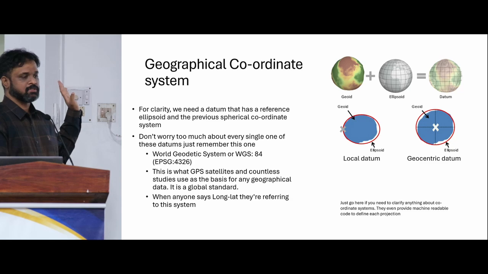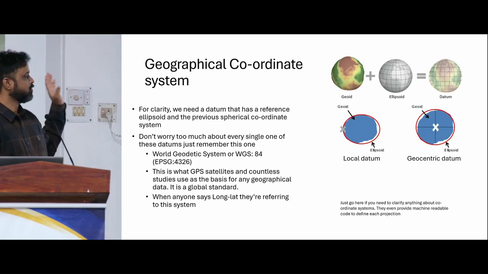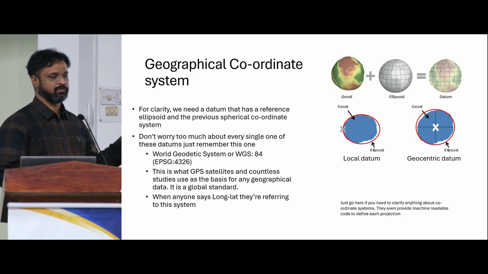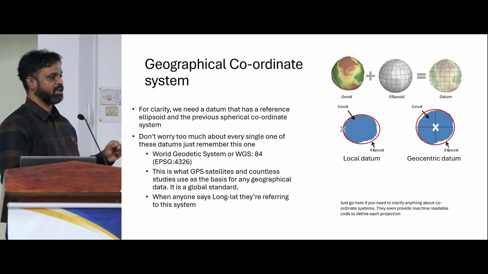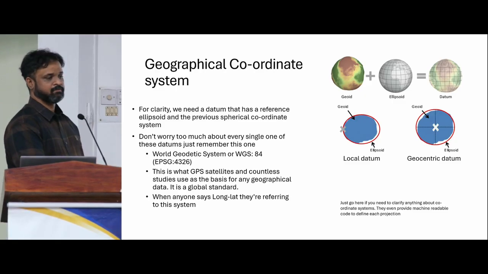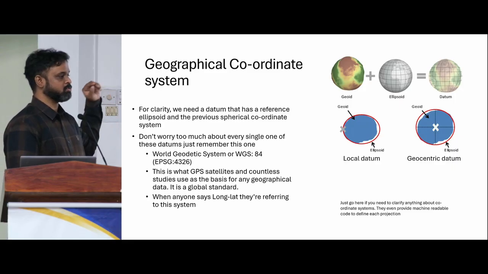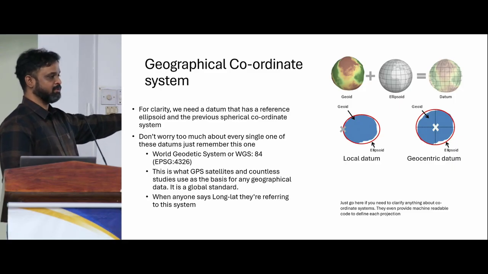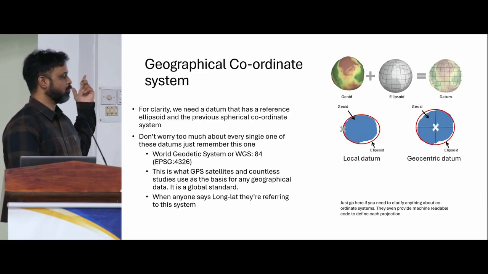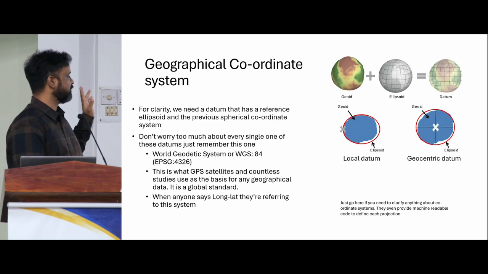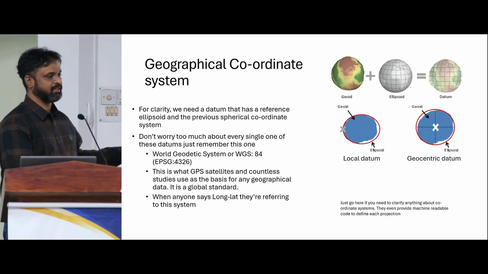EPSG 4326, that is the code that you use to get generic lat long. Whenever a machine asks you what the coordinate system is and you're using lat long, just type in 4326. Now you can use other EPSG systems, any number of them are there. But GPS satellites and, more importantly, your phone, almost everything is using 4326 to calculate your position. So whenever someone says long lat, they're referring to this.